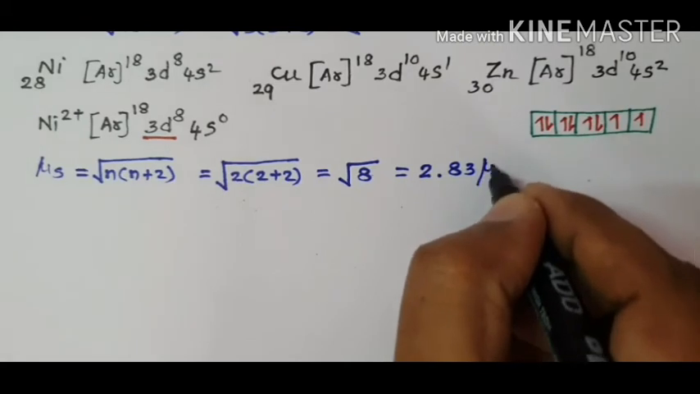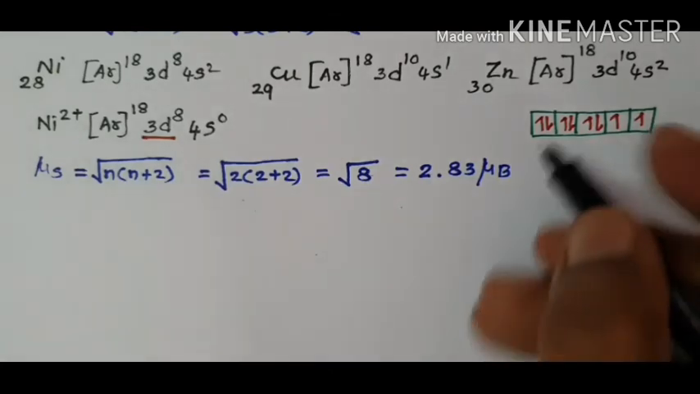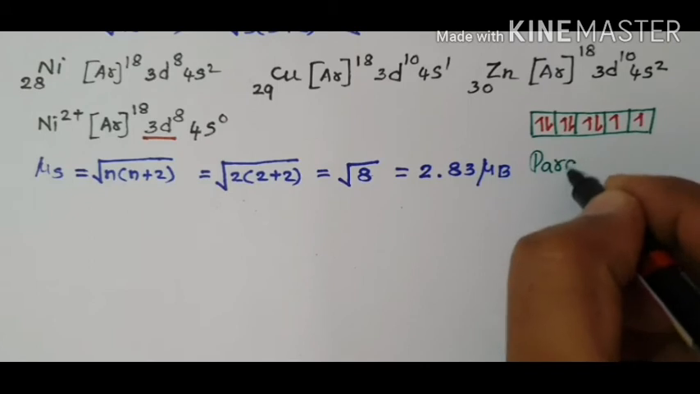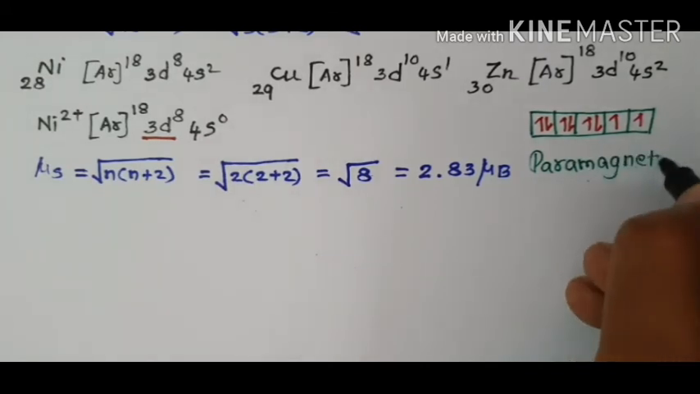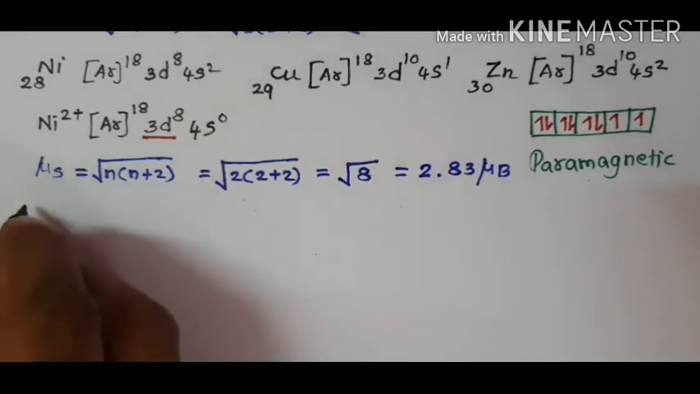2.83 Bohr magneton. Due to the presence of unpaired electron, nickel 2 plus is paramagnetic in nature. Come to other ions. Very most important, copper 2 plus.